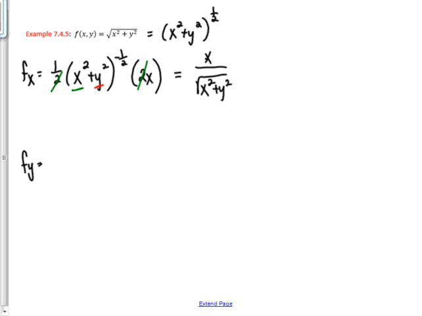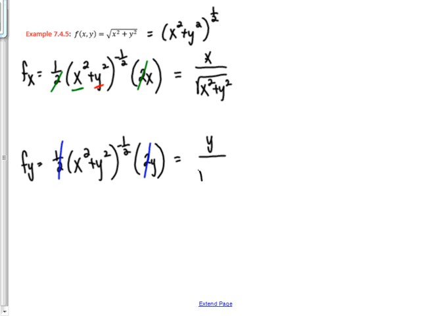Fy is going to look very, very similar because I still have to do a chain rule. 1/2, the exact same parentheses, drop it by 1. Now this time when I do the derivative of the inside, the derivative of x squared goes away because there's no y, and the derivative of y squared is 2y. And again, the 2 and the 1/2 cancel, so I'm left with a y on top and the square root of x squared plus y squared.